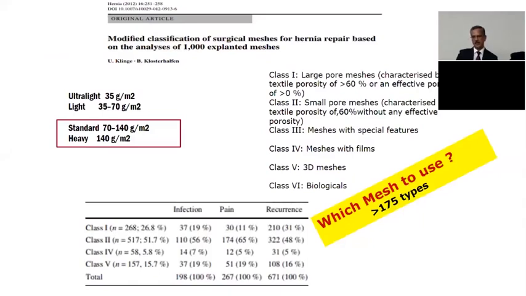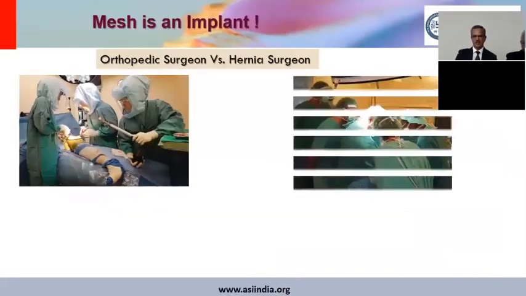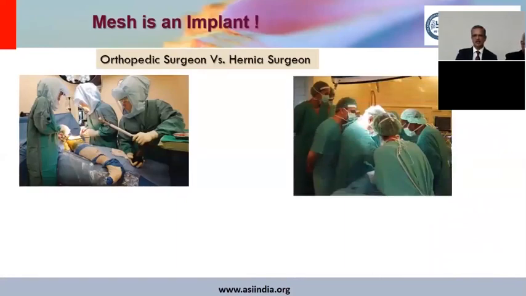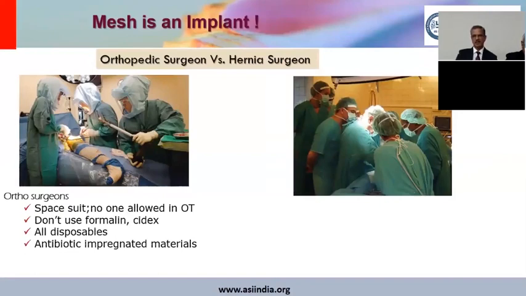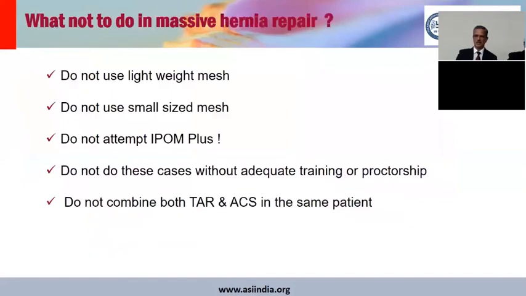What mesh to use? There are n number of meshes. The standard used in these cases is not ultralight or light meshes, but the medium weight or heavy weight polypropylene meshes. Those are very important to hold the abdominal wall in these patients. Mesh is an implant, and we should not do anything which can cause infection in these implants. We have to learn a lot from orthopedic surgeons in this line. In these cases, they use spacesuits and take every possible precaution to prevent implant infection, and we also should take all appropriate prophylactic measures to prevent infection when we put an implant in another human being.